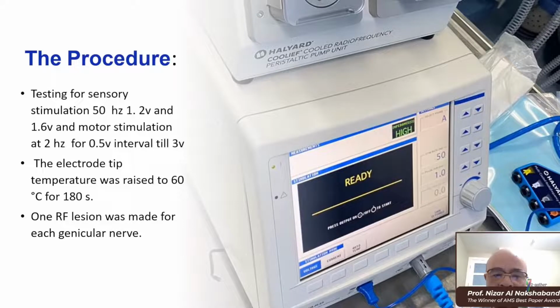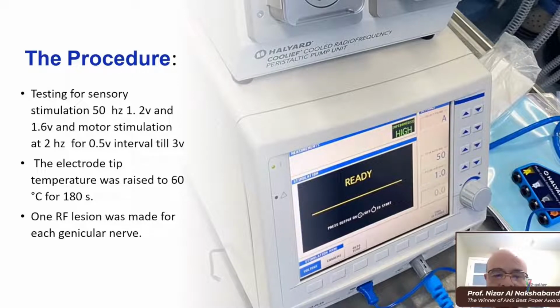And then we do the motor stimulation at 2 Hertz at 0.5 volt intervals. If there is any shivering or fasciculation of the muscles, then we move the needle slightly laterally so as to not affect the motor nerve component of the geniculate nerve. We are only aiming for the sensory nerve.